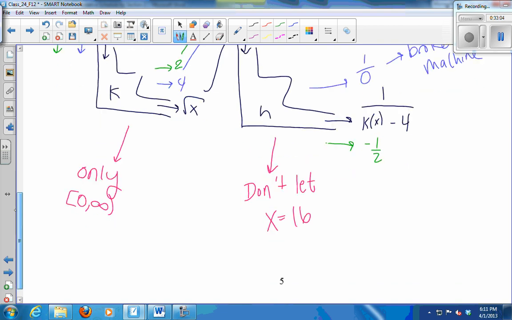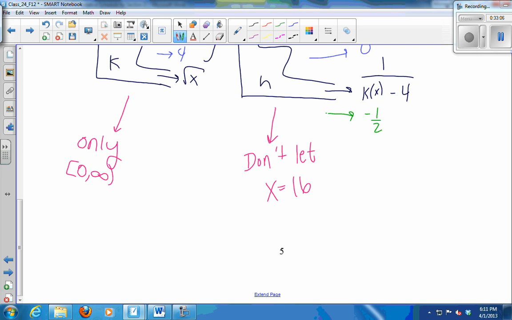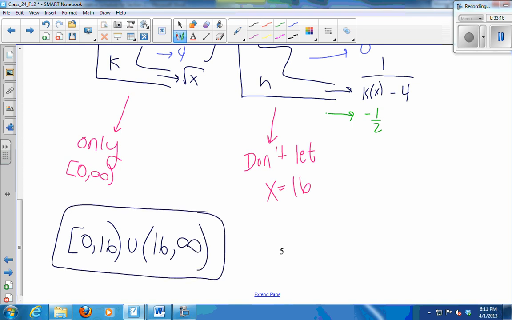So my final domain ends up being 0 to 256, union 256 to infinity. All positive numbers except 256 will be okay in that machine. Does that make sense? Sorry, I messed it up.